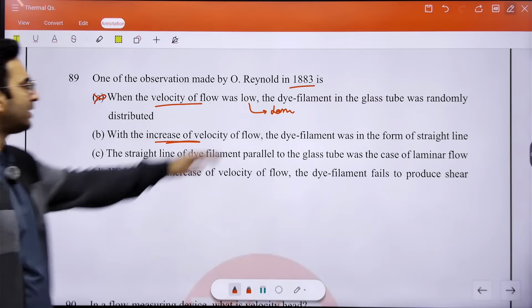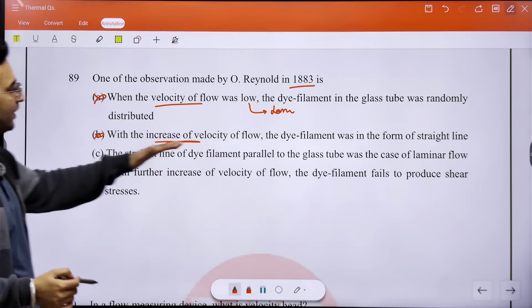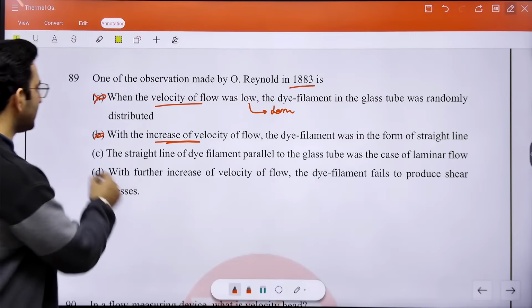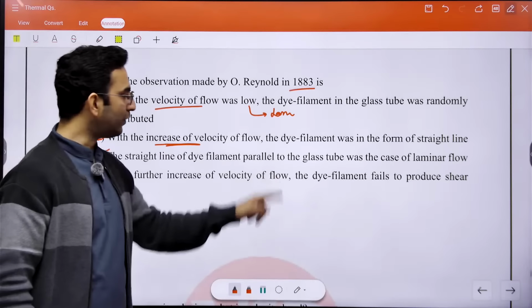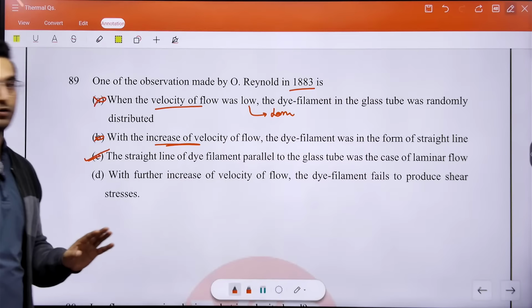Okay, so now you can see option number B is also a wrong one. The straight line of the dye filament parallel to the glass tube was the case of laminar flow. That is a simple correct option here. With further increase of velocity of the flow, the dye filament failed to produce the shear stresses. That is a wrong one also. Okay.